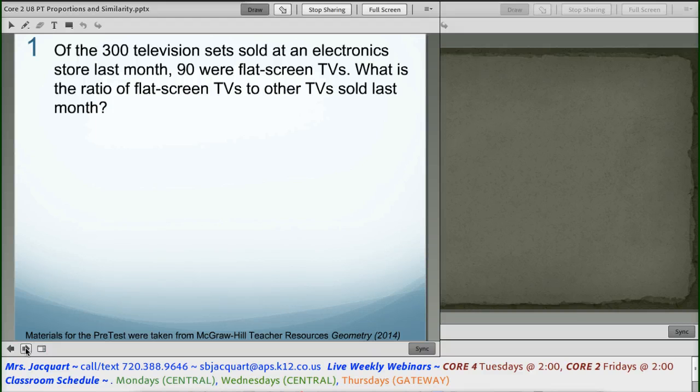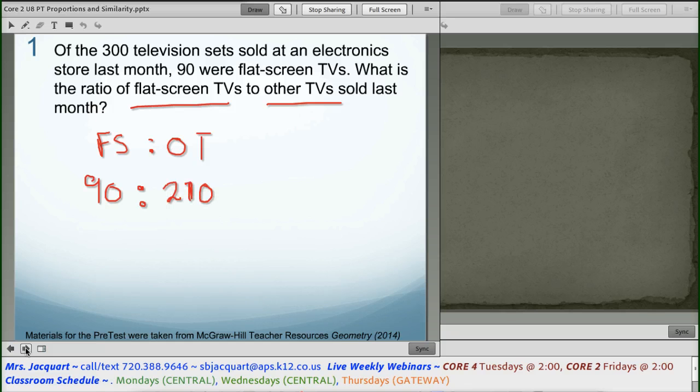Of 300 television sets sold at an electronics store last night, 90 were flat screen TVs. What is the ratio of flat screen TVs to other TVs? So we need flat screens to other. The flat screen TVs we know are 90. How many TVs are left if 90 of them are flat screen? 270. Just kidding, 210. Then we need to simplify that. So that's 90 to 210, or just 9 to 21. Both of those are divisible by 3, so it becomes 3 to 7. 3 flat screens to other TVs.